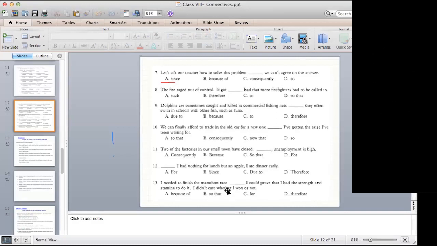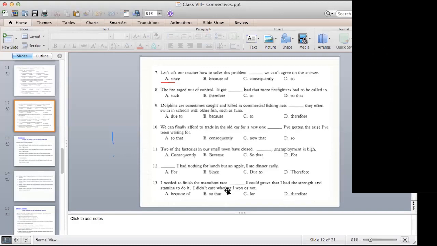Which one do you think? It got so bad. Why so? Because we have this adjective, bad. Before the adjective, we put so. Before a noun, we put such. Now we have so. It got so bad that more firefighters had to be called in.